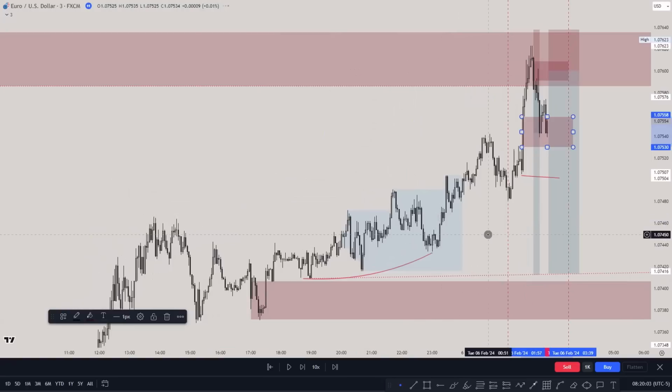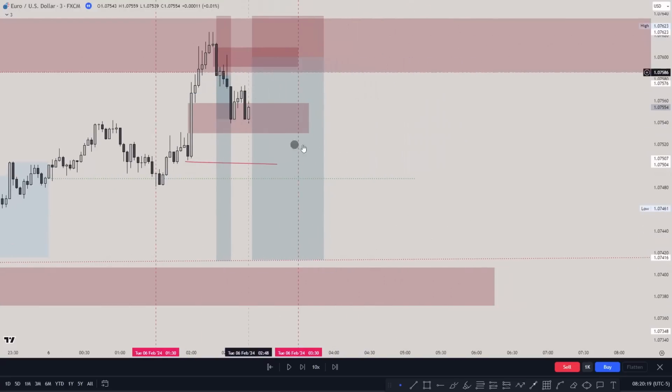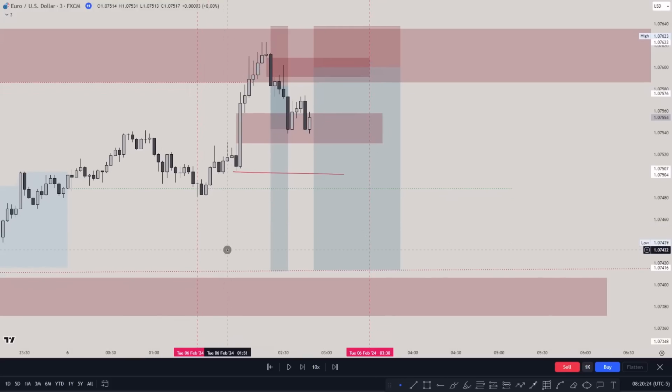Actually, midnight open right here. You see how we are above the midnight. This is midnight, right? We opened here. This is our midnight open. This is the level. If we are above, then we go short. And you see, we are above the midnight, we go short. We don't go long here above the midnight. It's not going to make any sense to go long above the midnight.